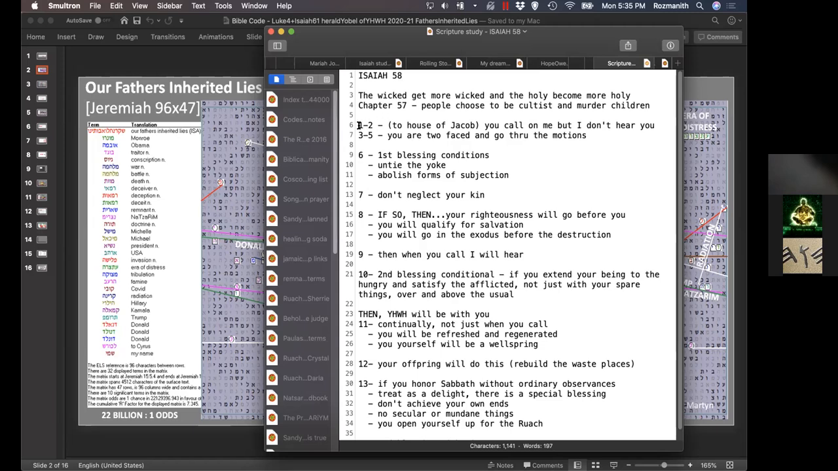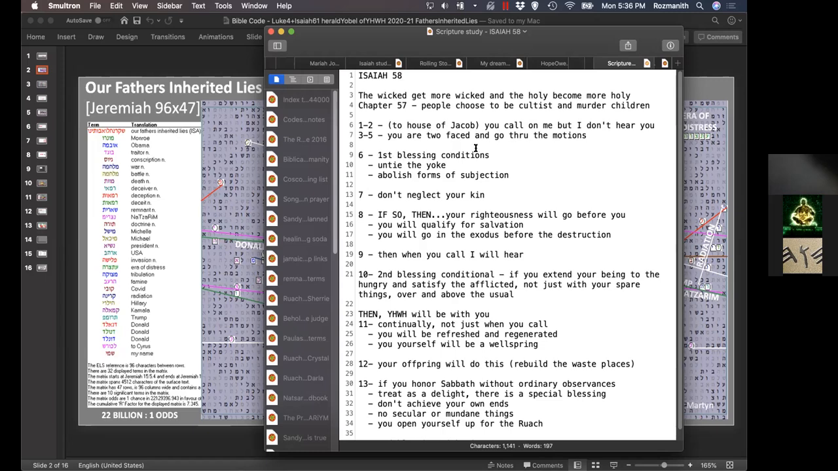And so 58, and this is so interesting because I thought it was a lot like Psalm 50. It says, to the house of Jacob, you call me, but I don't hear you. You're two-faced and you go through the motions. That's why he's saying in Psalm 50, I'm not going to accept your offerings. I don't need your offerings. He says the same thing in the sections here, but I'm just netting out the sort of cause of that. And it's a three-part conditional blessing. The first blessing is, if you aren't two-faced and just go through the motions, here's what you really need to do for me to respond to you.